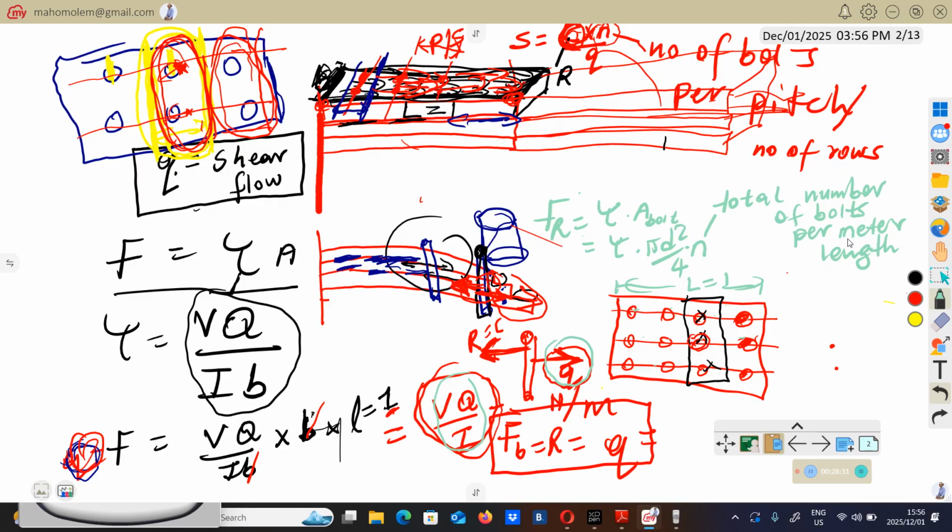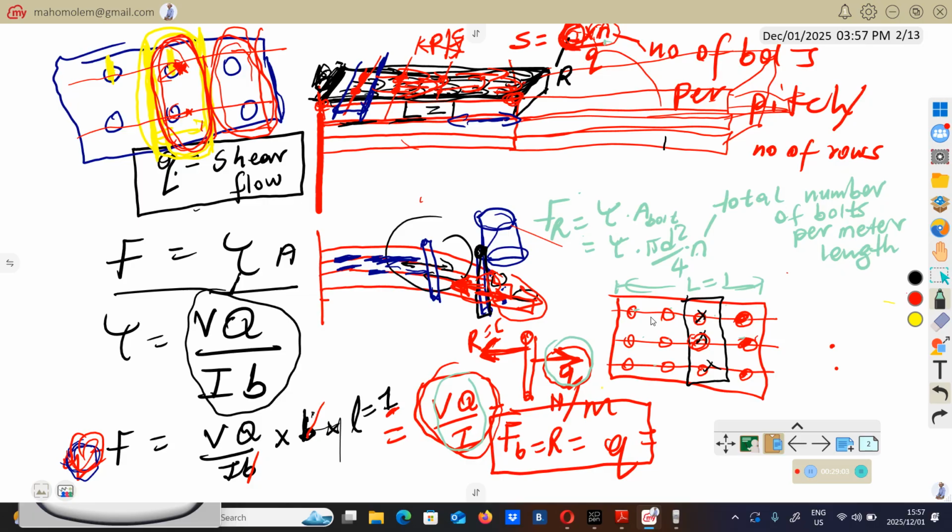Total number of bolts per meter length. So just be careful here. This n represents total number of bolts, but this one represents total number of bolts per pitch. This one represents all bolts that you will find per meter length, for 1 meter. So that is the difference.